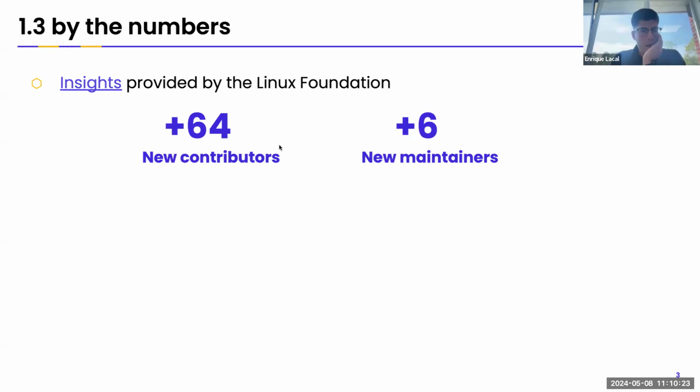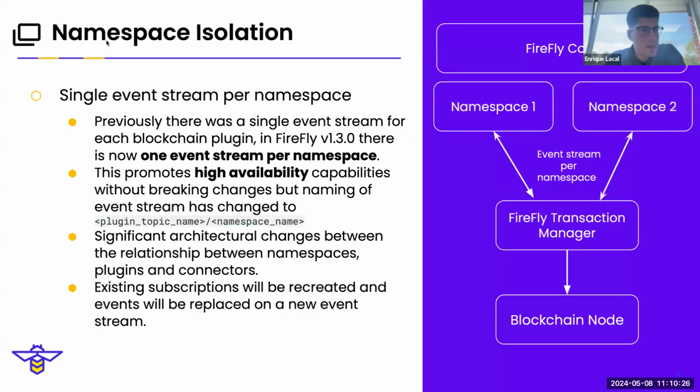So one of the big pieces that I've mentioned is this namespace isolation. Previously we had a single event stream for each blockchain plugin. So if you had a namespace configured, for example, to talk to Besu, with one transaction manager, and you wanted to reuse that transaction manager in namespace 2, we're using the same event stream. In this case, it's a WebSocket that communicates between FireFly core and transaction manager and uses one subscription to listen to all the events.